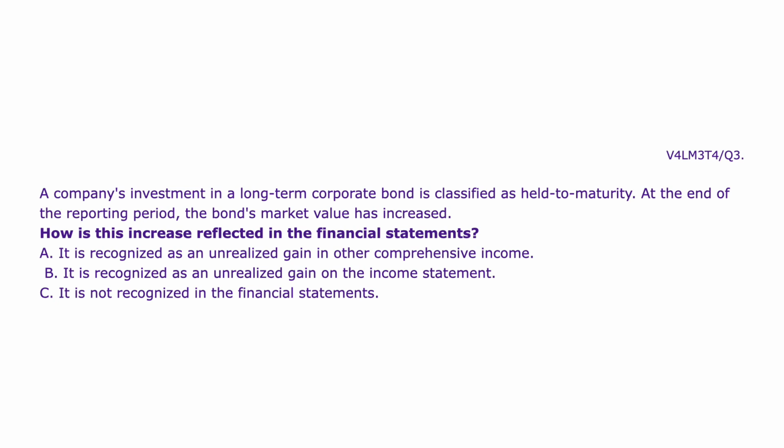A company's investment in a long-term corporate bond is classified as held to maturity. At the end of the reporting period, the bond's market value has increased. How is this increase reflected in the financial statements? A. It is recognized as an unrealized gain in other comprehensive income. B. It is recognized as an unrealized gain on the income statement. C. It is not recognized in the financial statements.